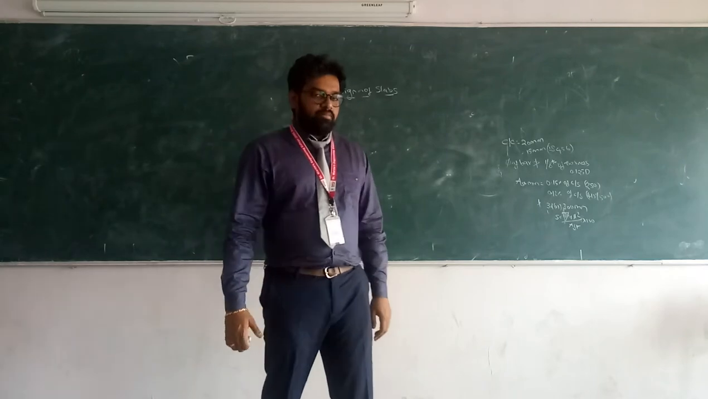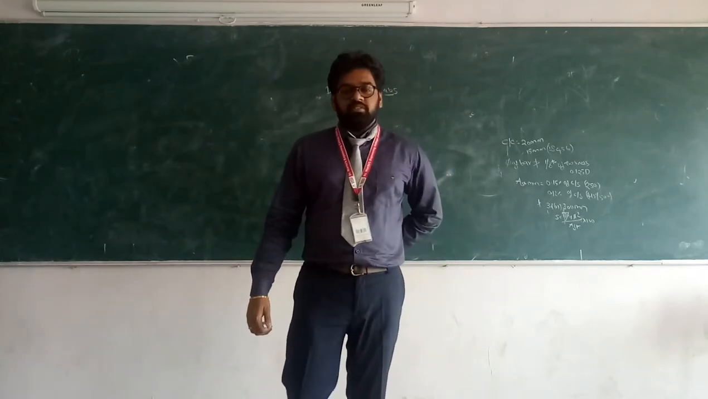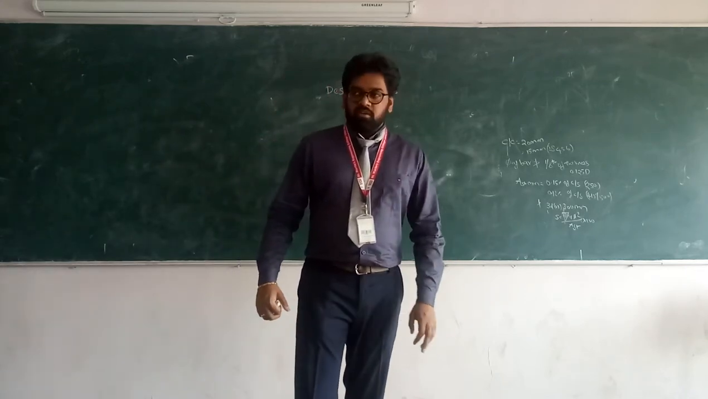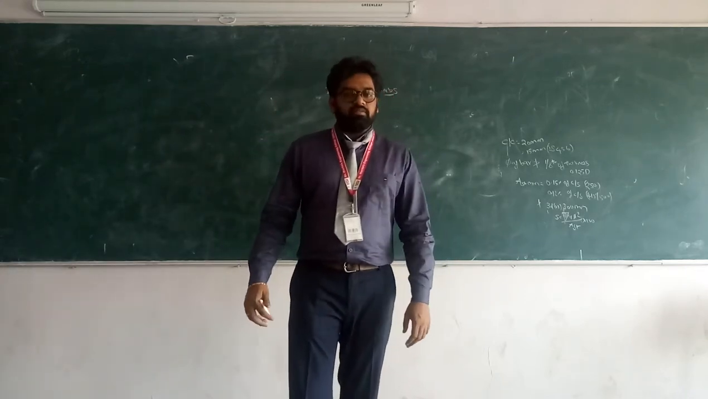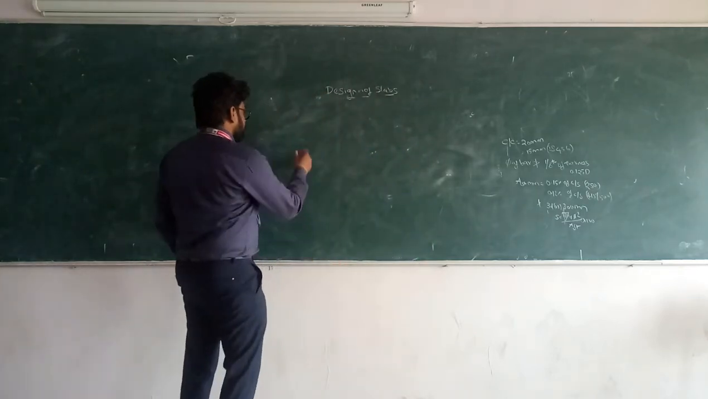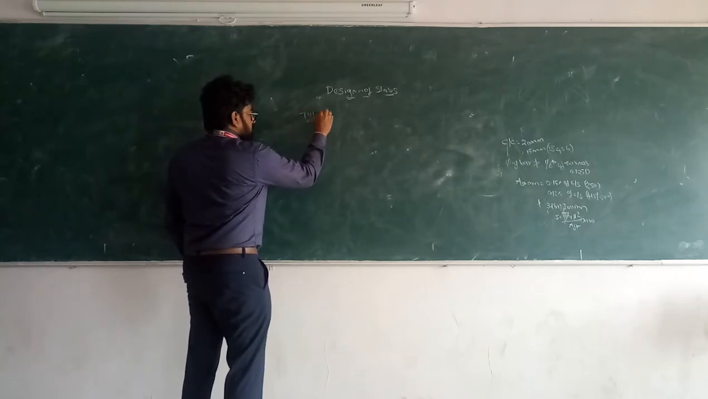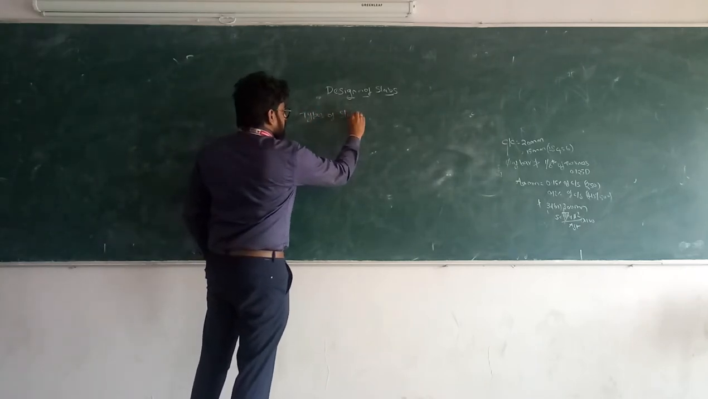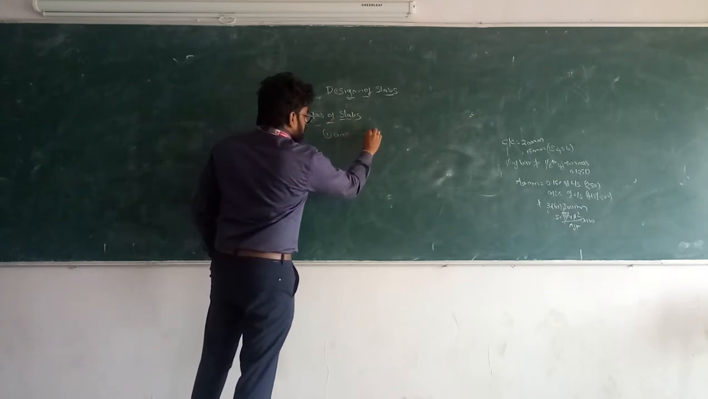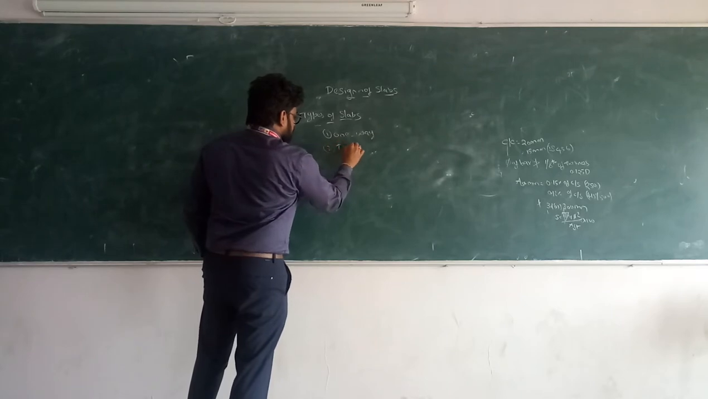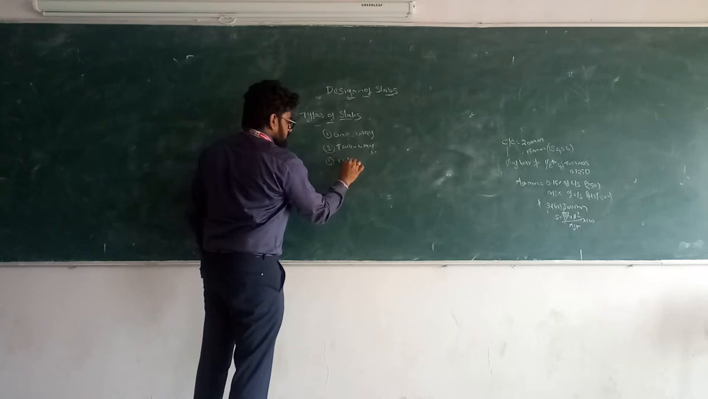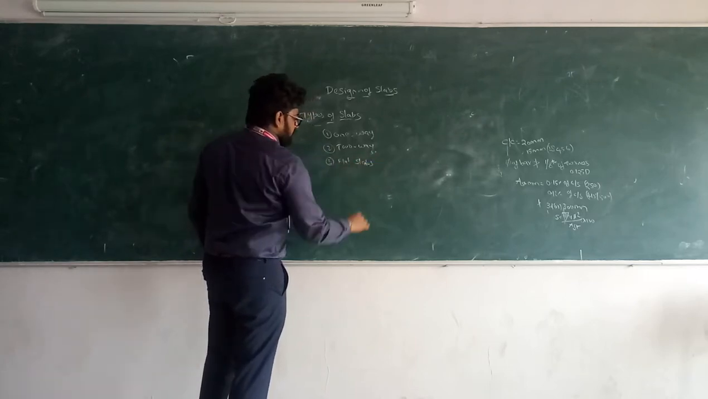So what is meant by slab? A slab is one of the structural elements. It's a 2D or planar element used as a roof, also used in the construction of commercial buildings and residential buildings. Next, types of slabs. The different types of slabs are the one-way slab, the two-way slab, and the flat slab.